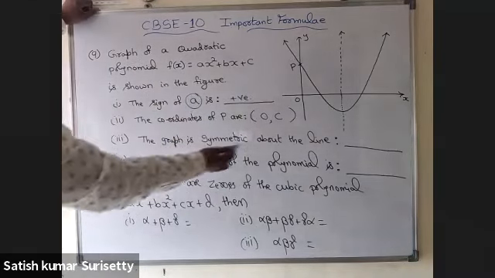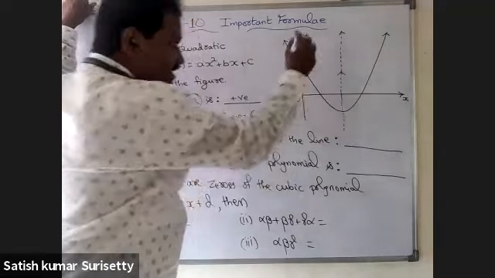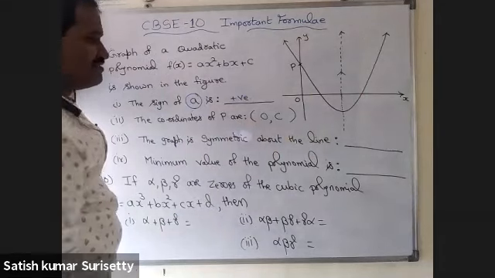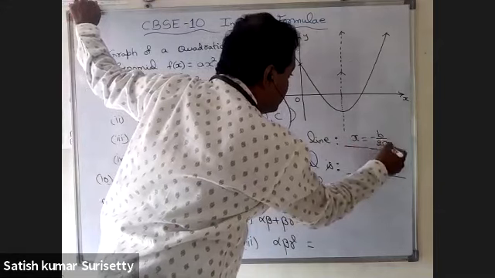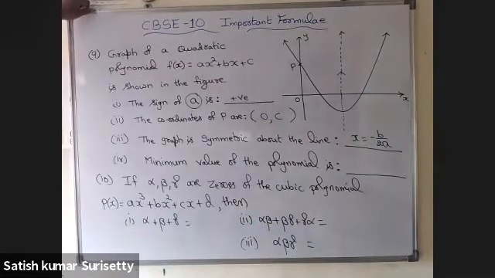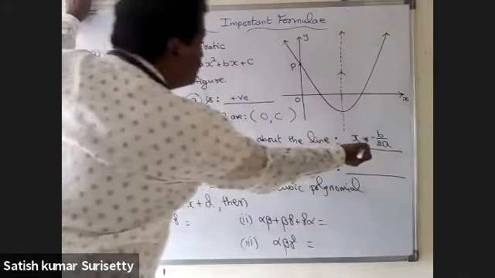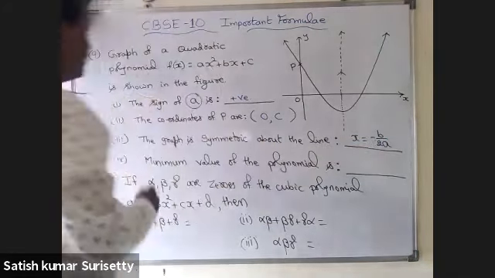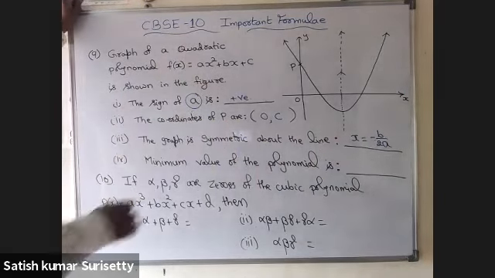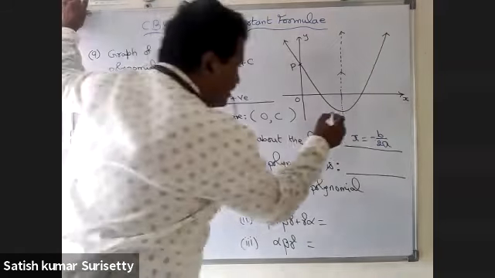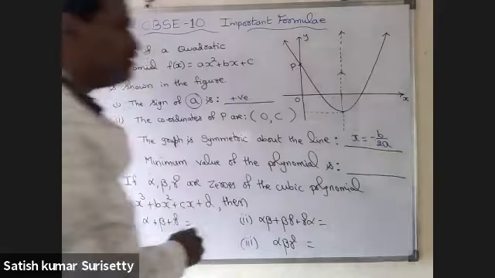Next, the graph is symmetric about this line. Now, anybody knows this equation? x equal to minus b by 2a. Minimum value of the polynomial. Now, when I substitute this value x equal to minus b by 2a in the polynomial and simplify, that value becomes the minimum value. That is this point corresponding. So this is the minimum value.